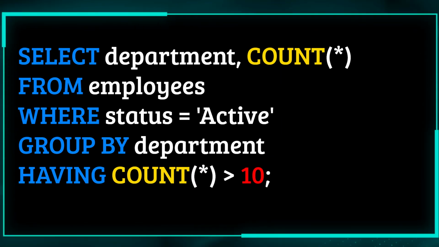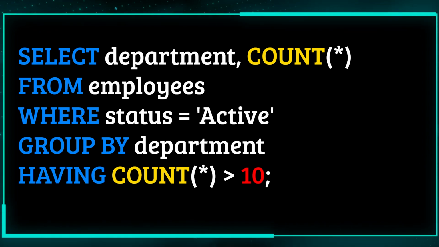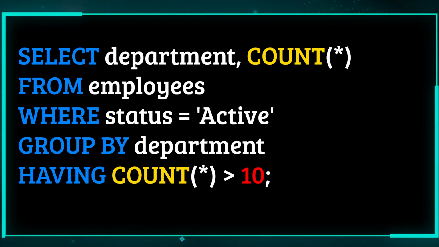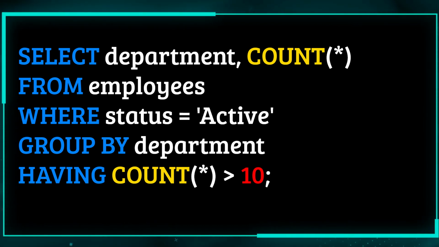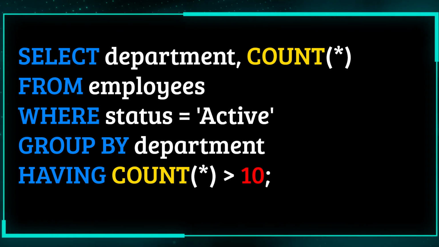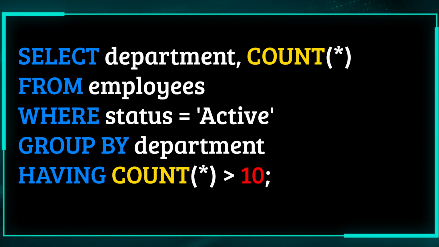Here's an example to clarify. In this example, the where clause filters active employees first, and then having filters out departments with more than 10 active employees. Understanding when to use where versus having is essential because using them incorrectly can either throw an error or give unexpected results in your queries.